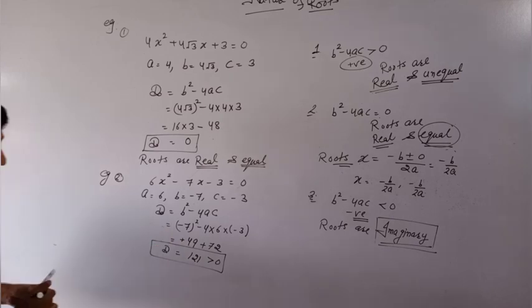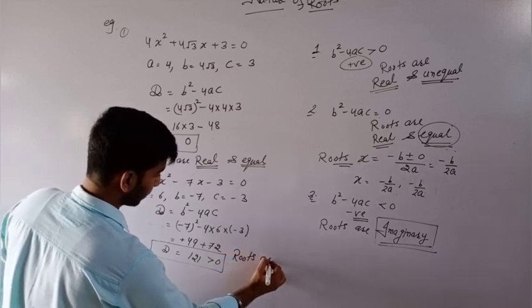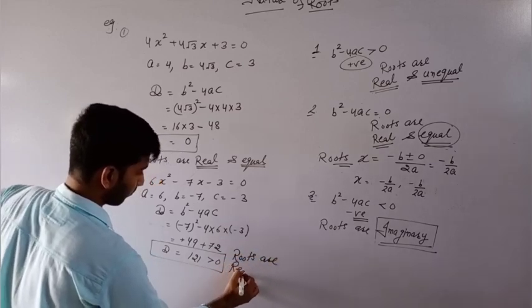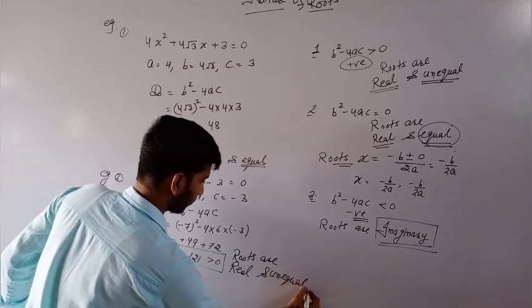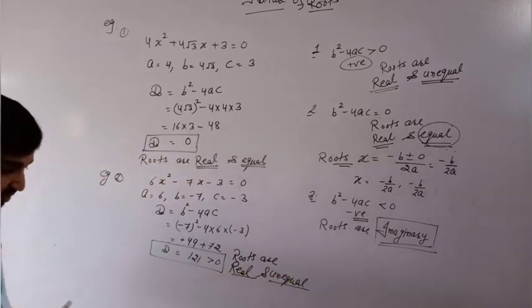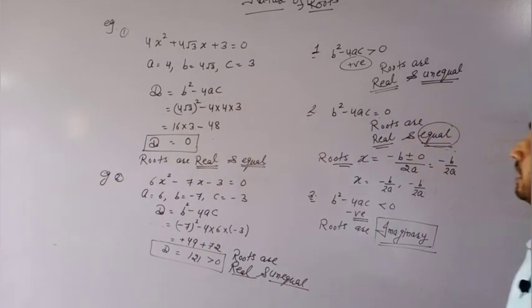If the value of d, b square minus 4ac, is greater than 0, then we know that roots are real and unequal. Real and unequal. So here are two examples. Write down, then we will discuss further examples of this.